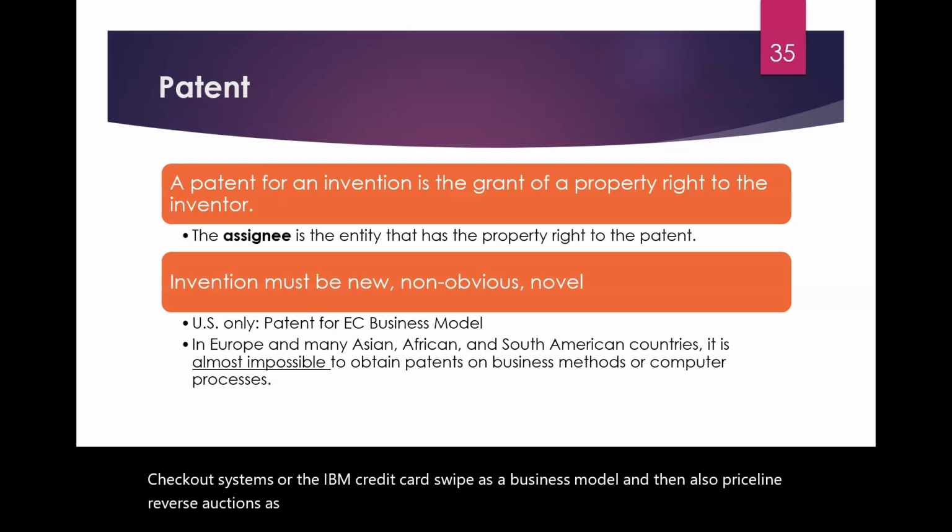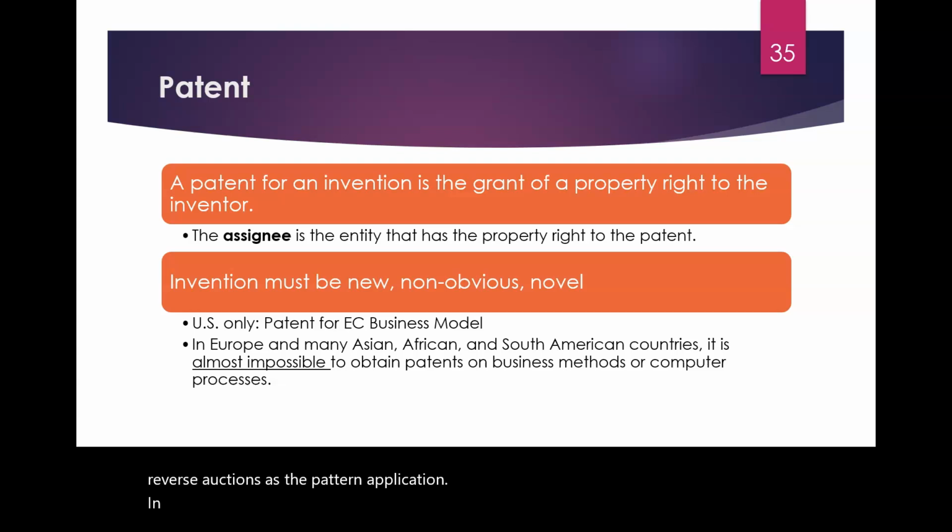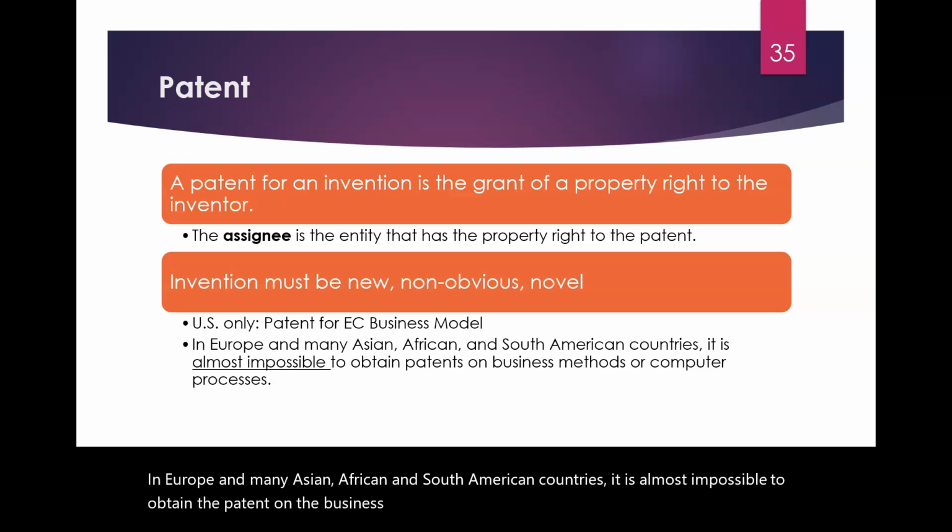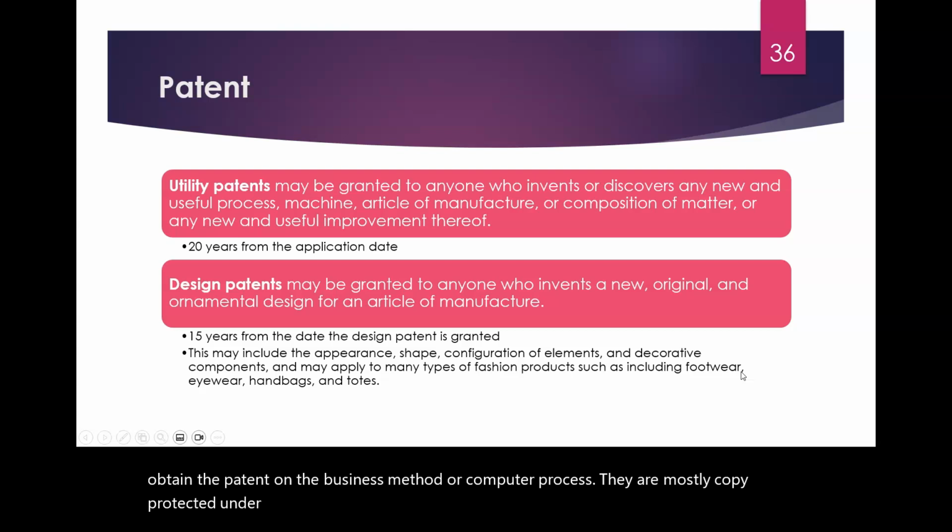or IBM's credit card swipe as a business model, and also Priceline's reverse auctions as patent applications. In Europe and many Asian, African, and South American countries, it is almost impossible to obtain a patent on a business method or computer process. They are mostly protected under copyright for computer programming.